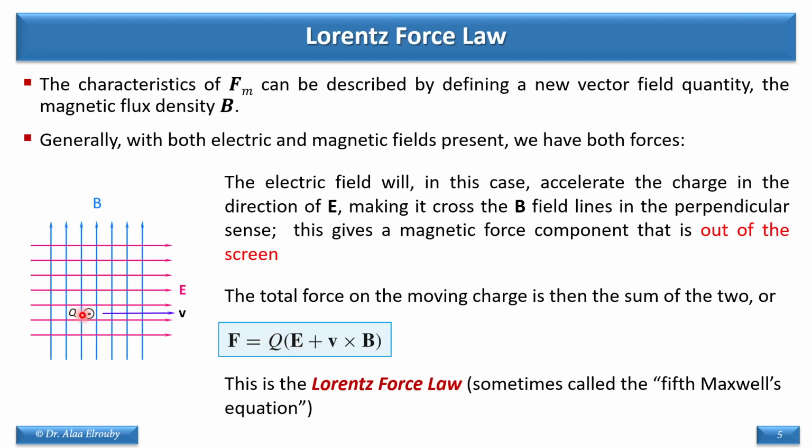So if the charge is positive, it will be moving along the direction of the electric field, and this will cause it to be affected by another force, the magnetic force, that is causing the charge to change its direction with a component out of the screen, and this is called the Lorentz force law. Some people say this is the fifth Maxwell's equation, but again, this is one of the major laws that is governing the electromagnetic field or topic of science.